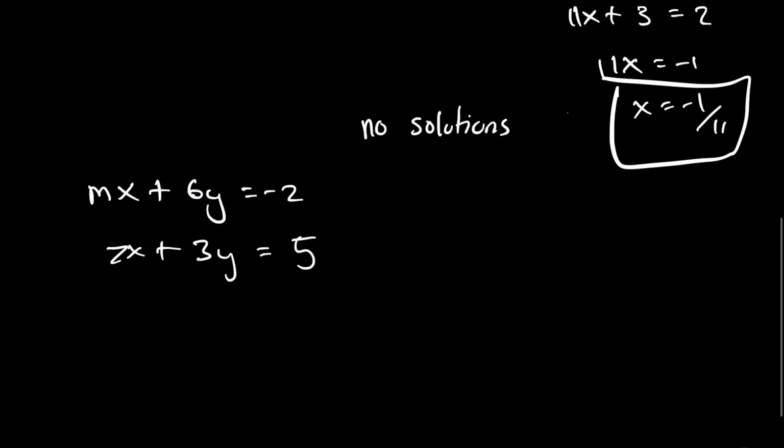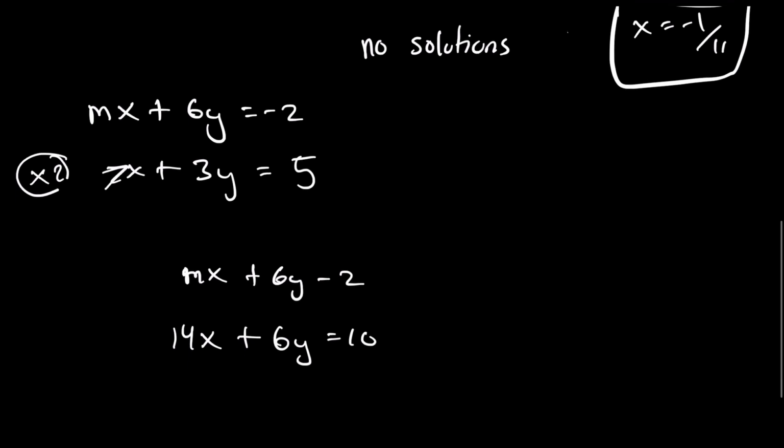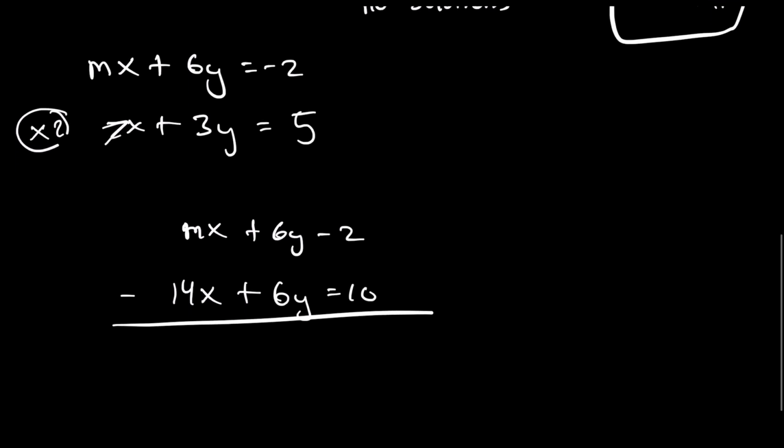So for here, we want to do elimination because it's quicker. Times 2 this one because we can cancel out the 6y. So mx plus 6y equals minus 2, and then we multiply the other one, 7x, by 2. Then we do 14x plus 6y equals 10. Subtract them. We cancel this out, we have mx minus 14x equals minus 2 minus 10, which is minus 12.